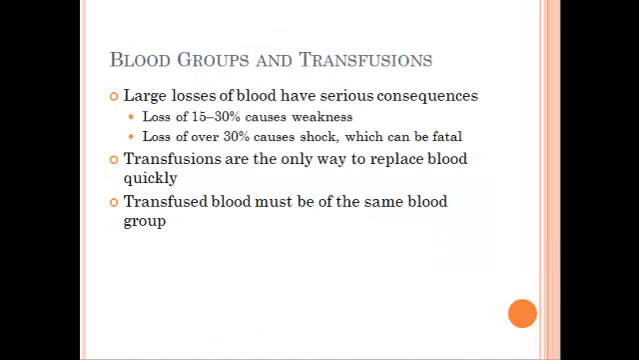As I mentioned before, if you lose 15 to 30% of your blood, that can cause weakness, can be very bad. Over 30% can lead to shock, can be fatal. And so, transfusions are a way that we've come up with medical technology that allows us to replace blood. Our body will replace blood naturally by itself, but we can't produce a lot of blood immediately. So we can only produce ounces a day, as opposed to if you lose pints or quarts, then you're gonna have to replace a lot of blood. So transfusions allow us to do this.